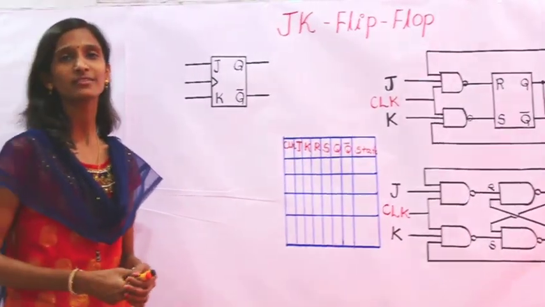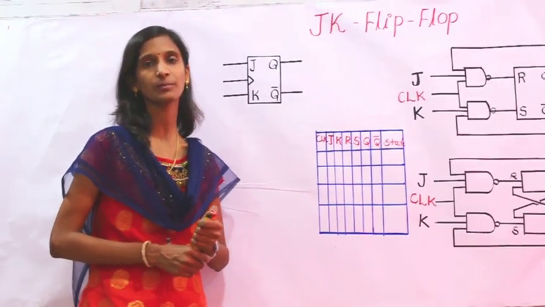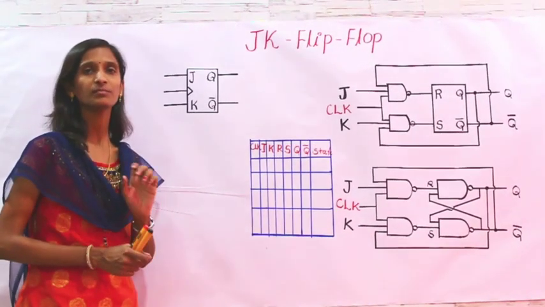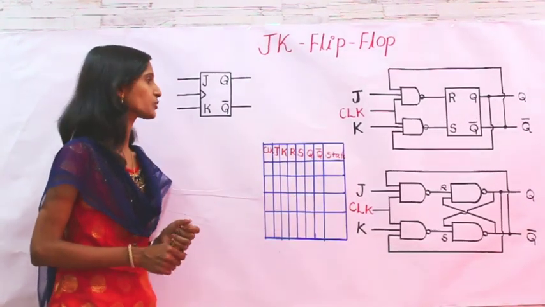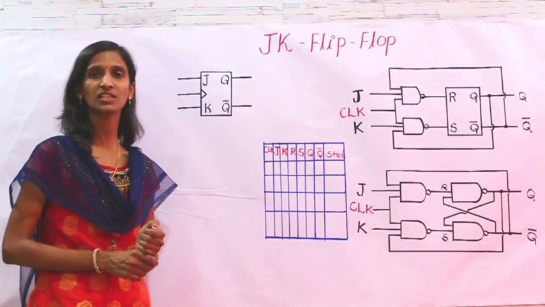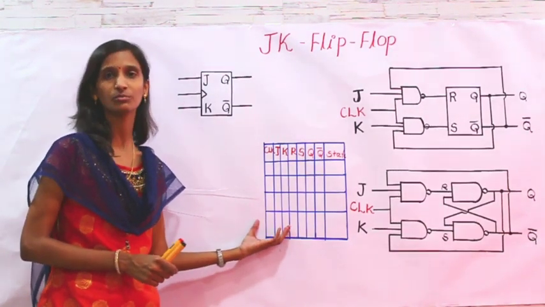Here you can see the basic RS flip-flop or SR flip-flop. Only minor changes are made here to develop the JK flip-flop. So here we have to discuss the operation of the JK flip-flop along with the truth table, considering the different cases of inputs given.